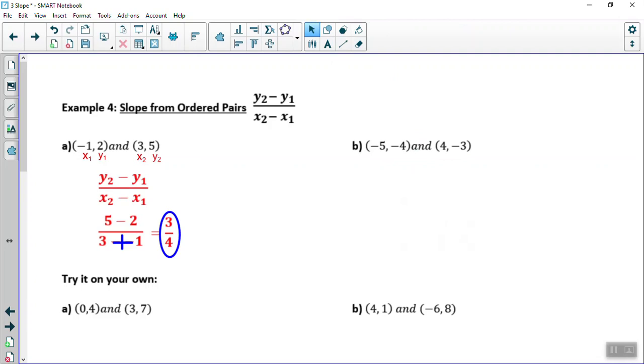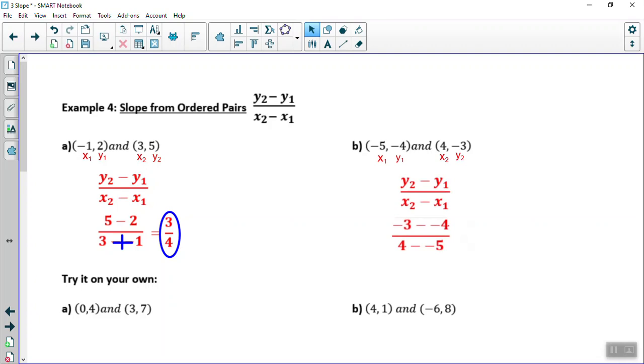All right, so once again, I'm going to label them. This is my first ordered pair, so I'm going to call this my x1 value and my y1 value. This is my second ordered pair, so I'm going to call this my x2 value and my y2 value. All right, my formula, y2 minus y1 over x2 minus x1. So y2 minus y1, negative 3 minus negative 4. My x2 minus x1 is 4 minus negative 5. So I'm going to put those in.